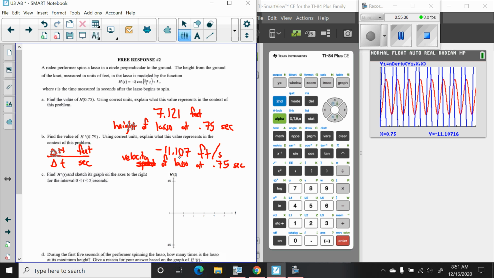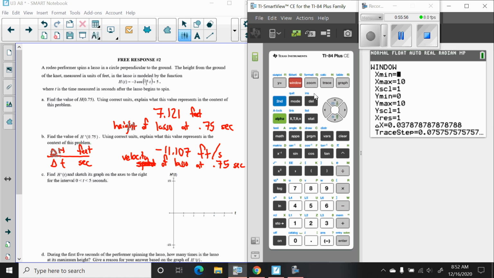Because it's negative, it gives direction. So correct units. There we go. Sketch a graph of h prime. Okay, so let's make a table and we'll go 15 to negative 15. I don't need to make a table. I'm just going to sketch it off of the calculator here to the best of my ability.